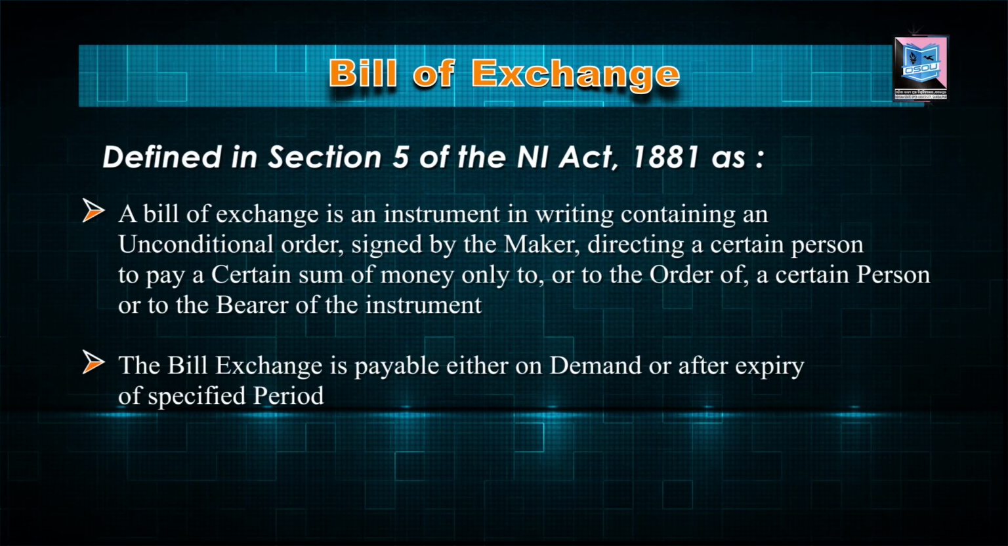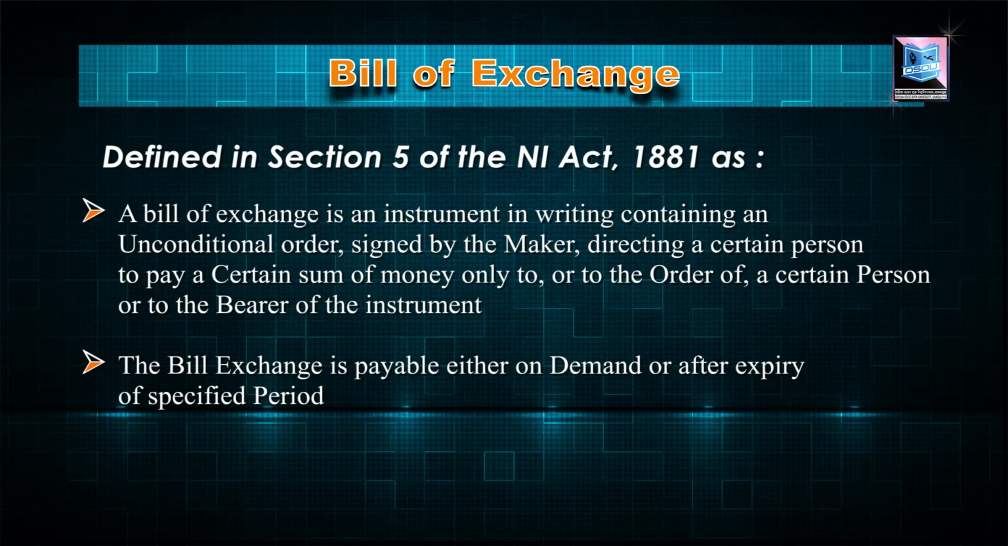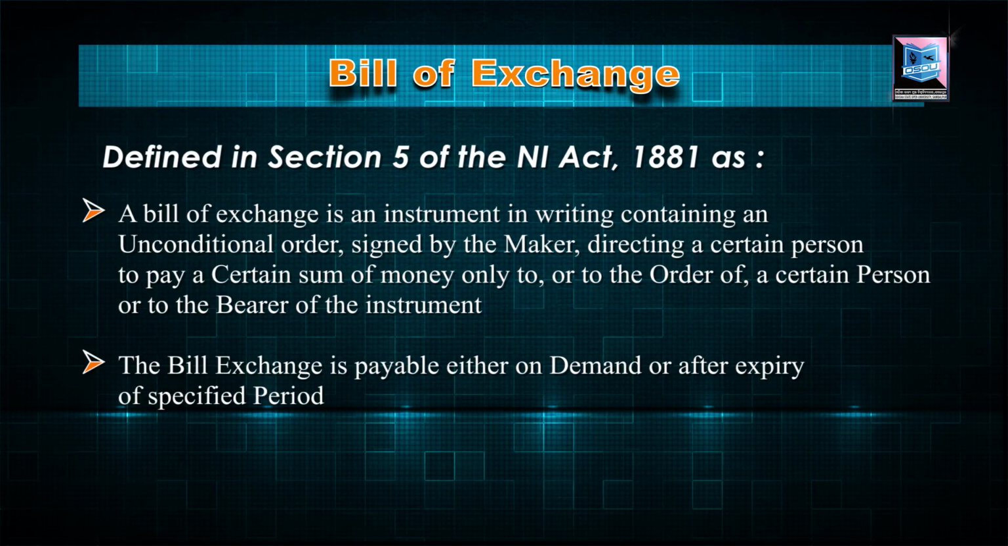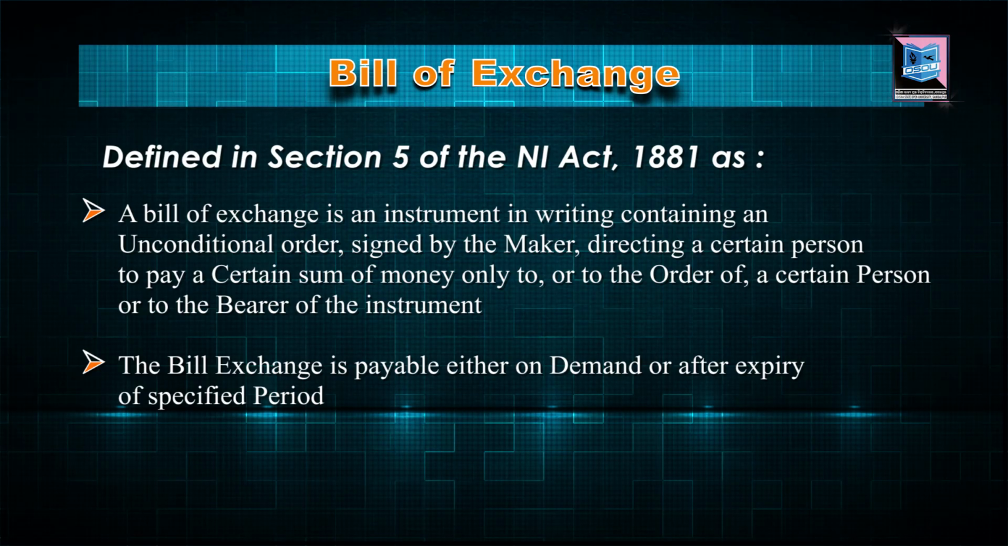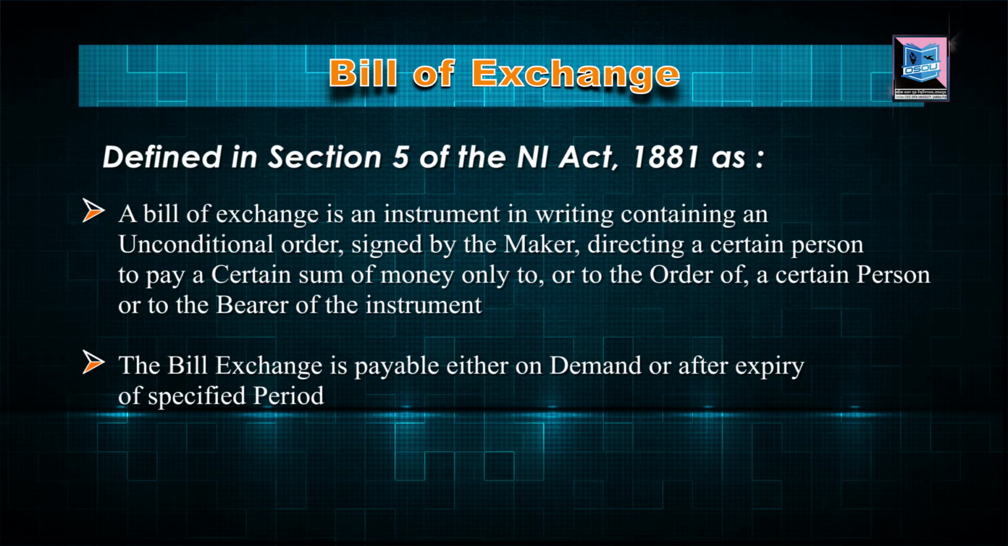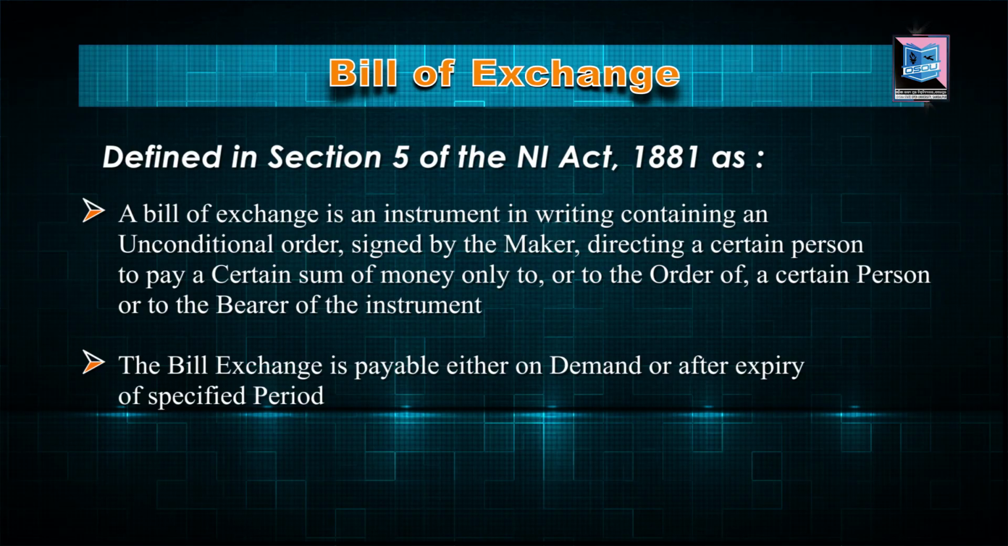But in this case, he orders another person to pay a particular amount of money. So here he directs a certain person to pay a certain sum of money only to, or to the order of, a certain person or to the bearer of the instrument. So a bill of exchange is payable either on demand or after the expiry of a specified period.